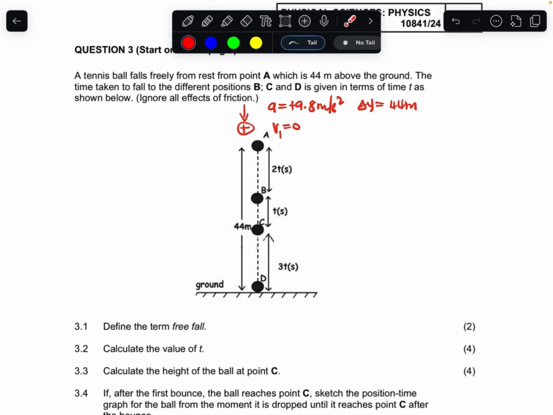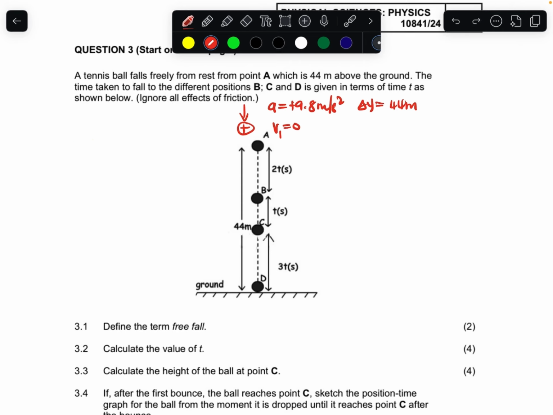From here to here, we are given the travel time, it's 2t seconds, but we don't know what t is. Then from B to C, it traveled t seconds. And then from C to D, it traveled 3t seconds, right? But we know as it goes down, the velocity increases, right?